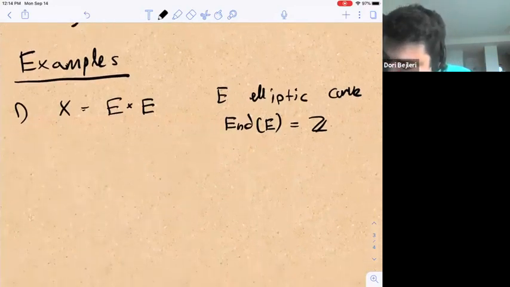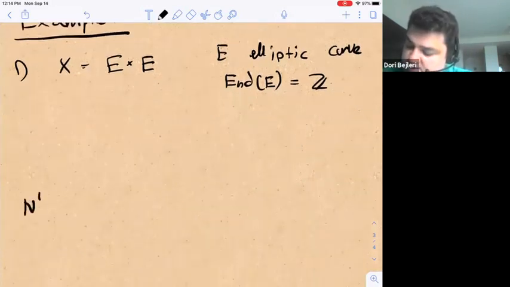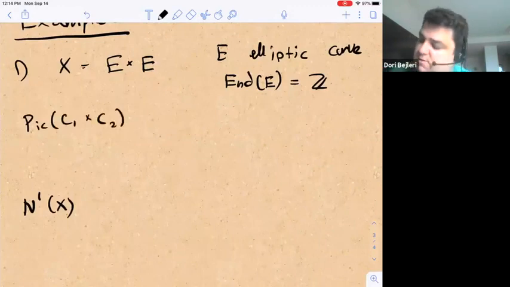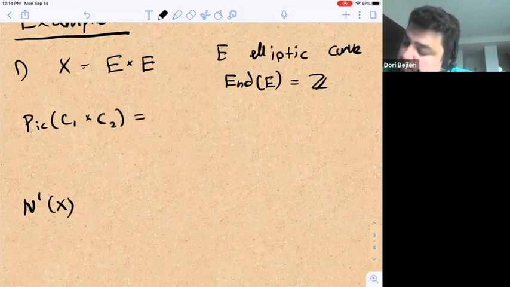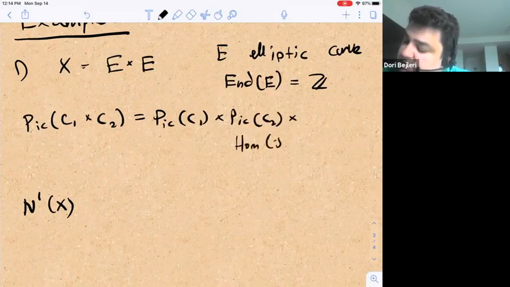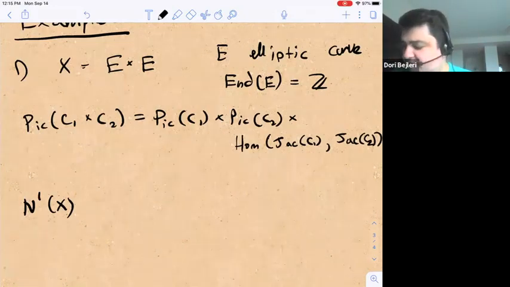Okay, so the first thing we want to do is write down N1 of X. And to do that, we can use the following formula for the Picard of a product of curves. So if I take two curves C1 and C2, it turns out that the Picard of this product is Pic C1 times Pic C2 times Homs as abelian varieties between the Jacobian of C1 and the Jacobian of C2. So that's a general fact about Picard of products. You can find it in some reference on abelian varieties.